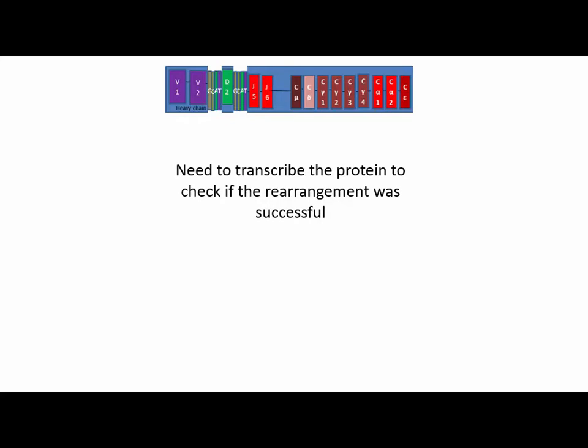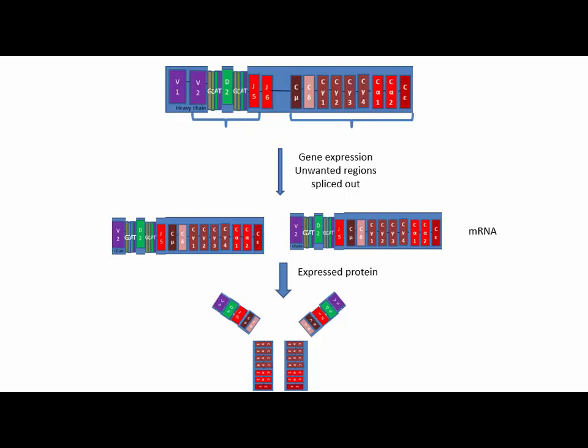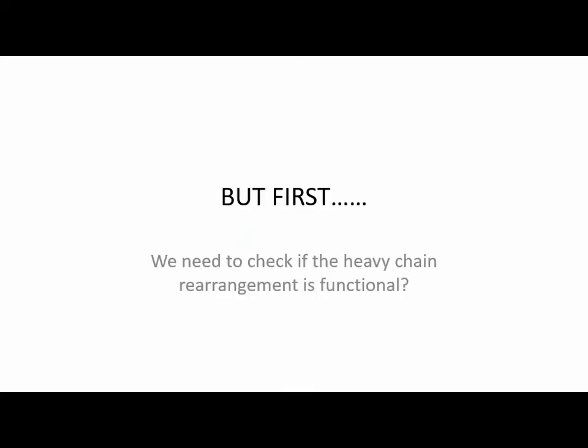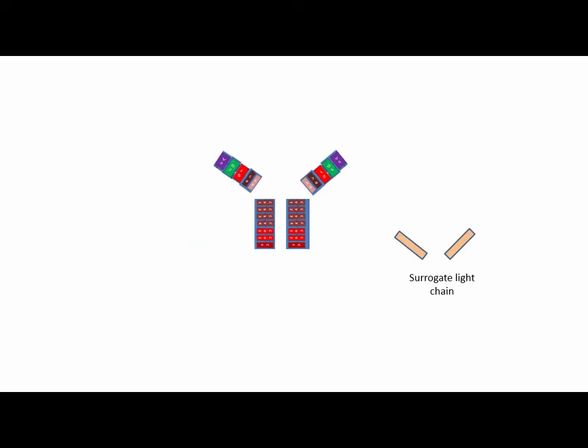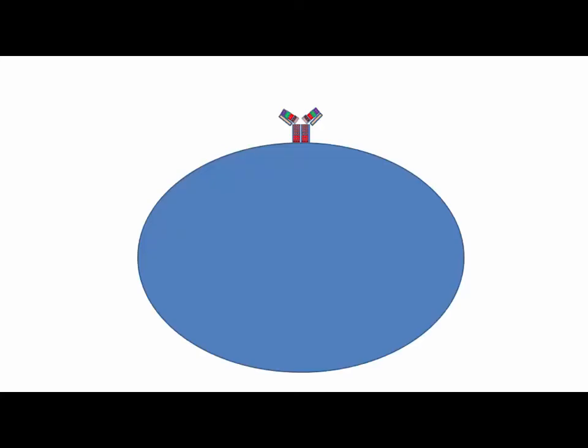Now we need to transcribe it to a protein. Okay, so you put it into messenger RNA, you have gene splicing, and in the end you have your heavy chain. But the one thing that needs to get checked at this point is, does your heavy chain actually work? So, the heavy chain gets attached to a protein called the surrogate light chain. So the surrogate light chain gets attached, we then express it on the surface of the cell and see, does it work? If it works, then all is good with the world and we can stop the process.